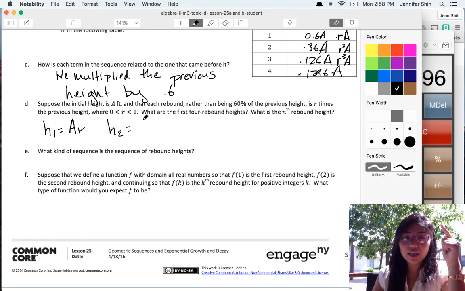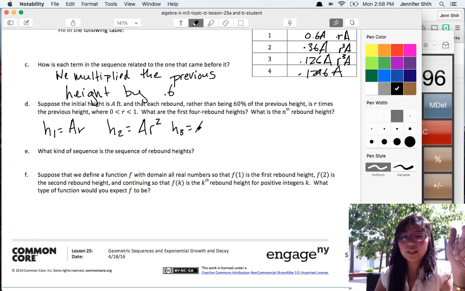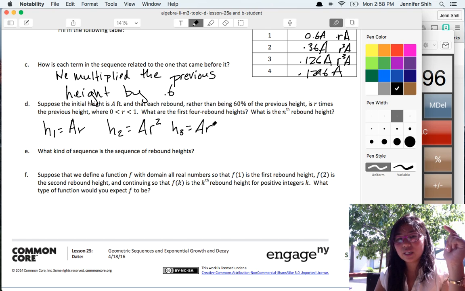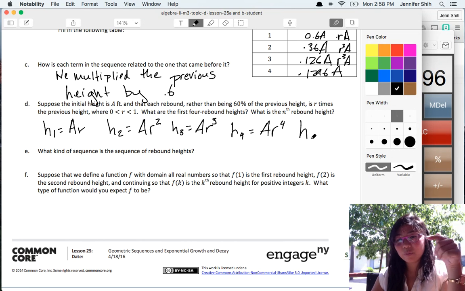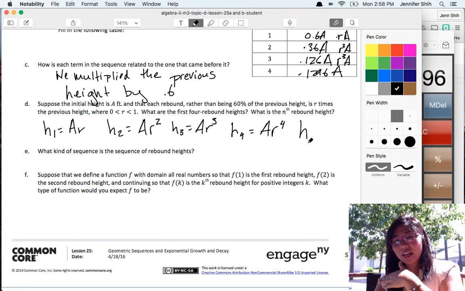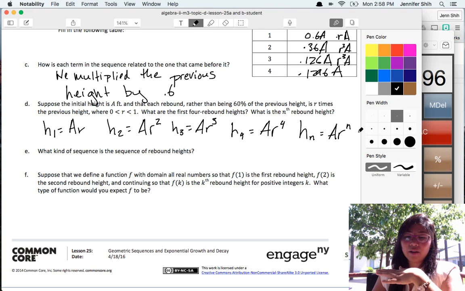So the second height is AR squared. We did 10 times 0.6 times another 0.6. H of 3 is 10 times 0.6 times another 0.6 times another 0.6. And H of 4 is equal to AR to the 4th. So for any height, an infinite amount of heights later, say we didn't lose any energy from sound and friction and all that, then H of n would be A R to the n power.